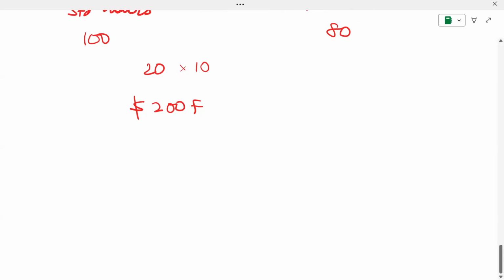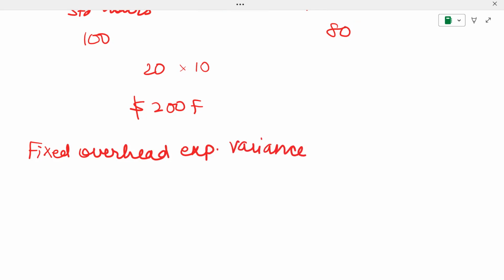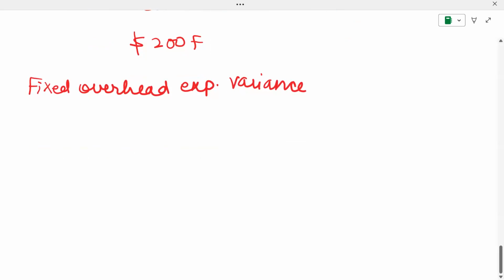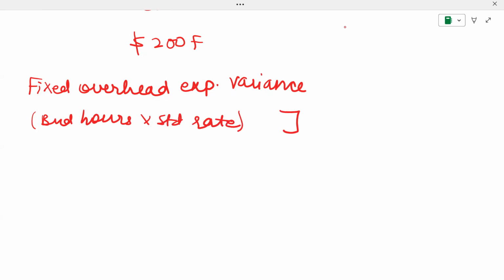Then let's talk about fixed overhead. So again, the formula, all right, let's discuss this. The fixed overhead expenditure variance. Over here, we are trying to have a look at how much we should have spent on our fixed overheads versus how much we have actually spent. So how much we should have spent will be nothing but budgeted hours multiplied by the standard rate. This is what we should have.